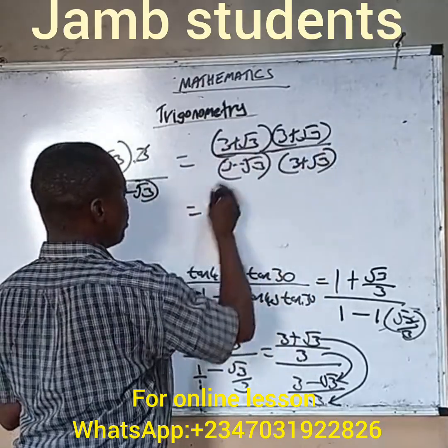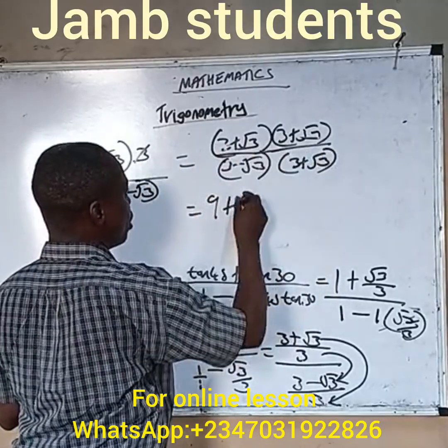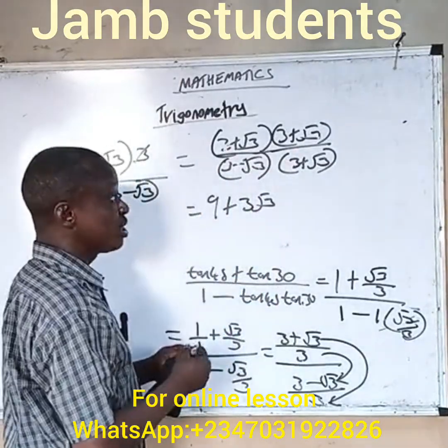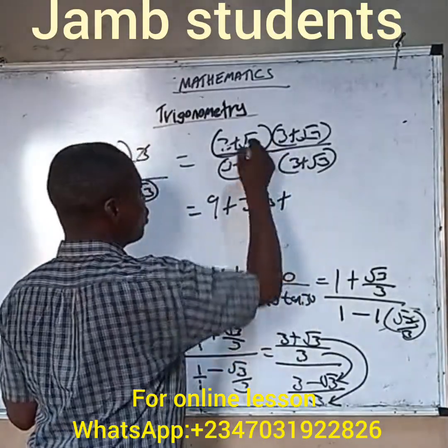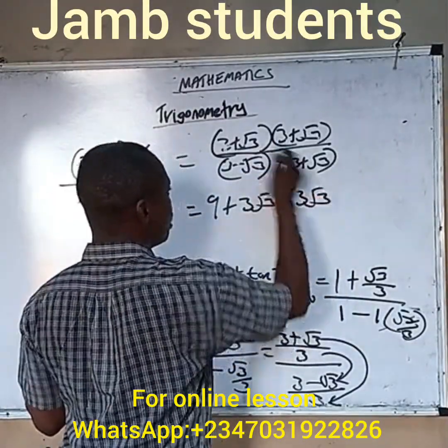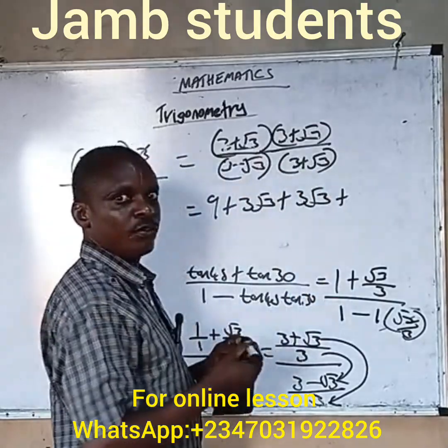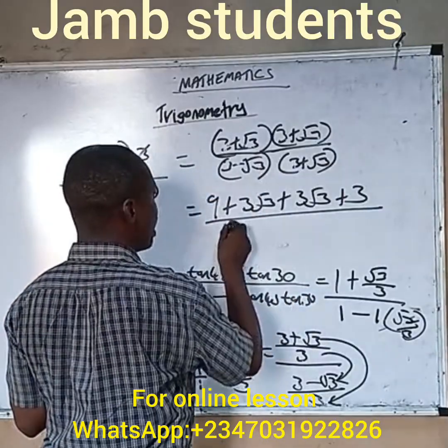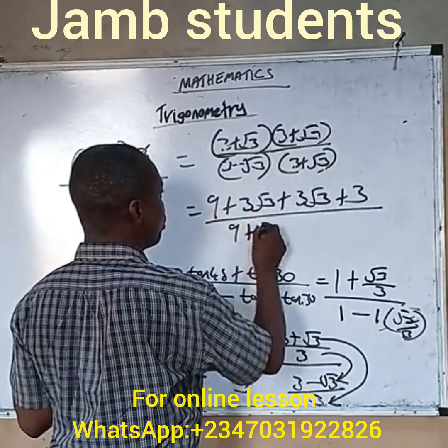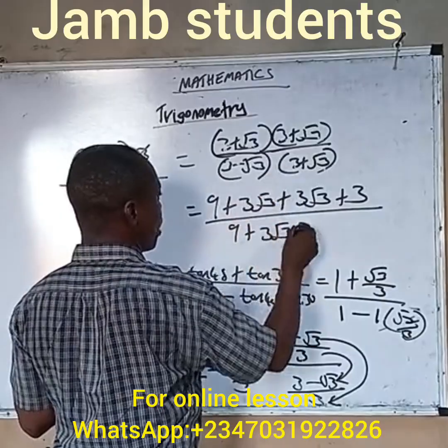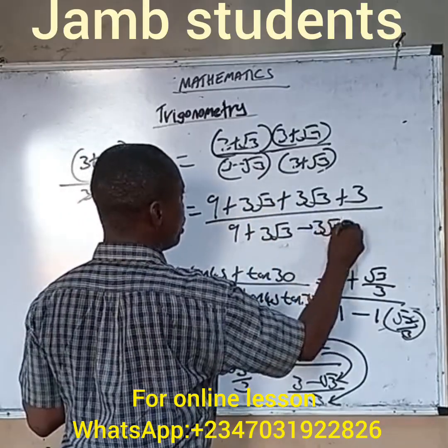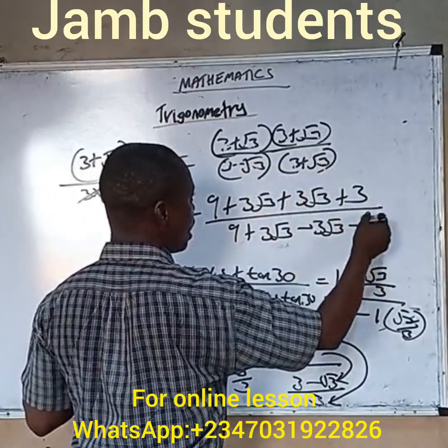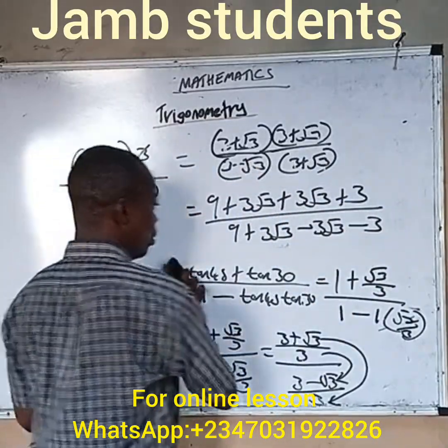If we do that, 3 times 3 is 9, plus 3 times root 3. It is not root 9, because this 3 is not in the root, so it's 3 root 3. Plus 3 times root 3 is 3 root 3. Then plus root 3 times root 3, the square root of 9 is 3. Then over 3 times 3 is 9. 3 times root 3 is plus 3 root 3. Minus root 3 times 3 is minus 3 root 3. The minus times plus is minus. Then root 3 times root 3 is root 9, and the square root of 9 is 3.